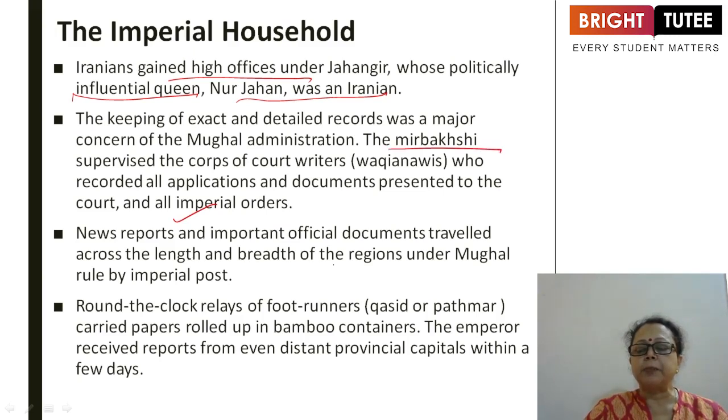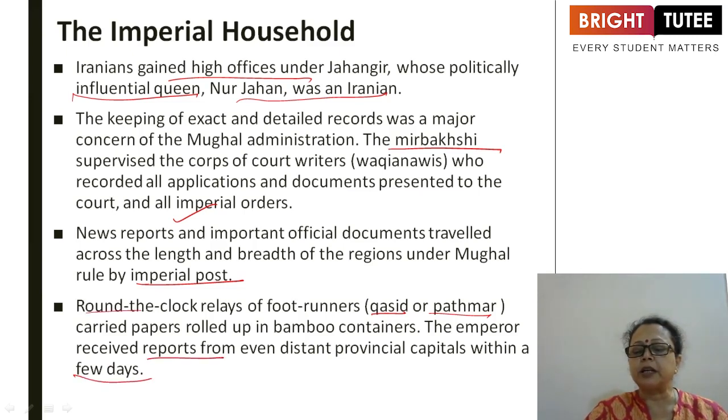News reports and important official documents traveled across the length and breadth of the regions under Mughal rule by imperial post. The imperial postal system was working at that time. Round-the-clock relays of foot runners, known as Kasid or Pathmar, carried papers rolled up in bamboo containers. The emperor received reports from even distant provincial capitals within a few days.